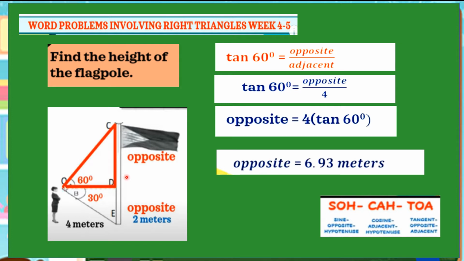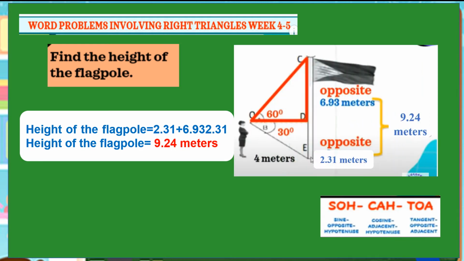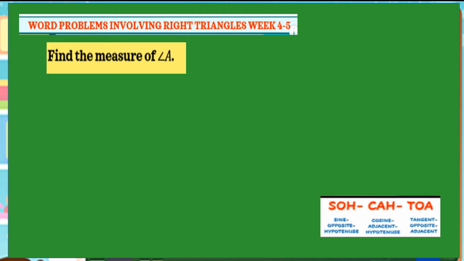So, as we get the values of the opposite side of each triangle, para makuha ang height ng ating flagpole, ay ano kaya ang gagamitin natin? So the height of the flagpole is, so the opposite side of each of the two triangles, we have 2.31 meters and 6.93 meters. So we are going to add the two opposite sides of the two given triangles, and then we have 9.24 meters.